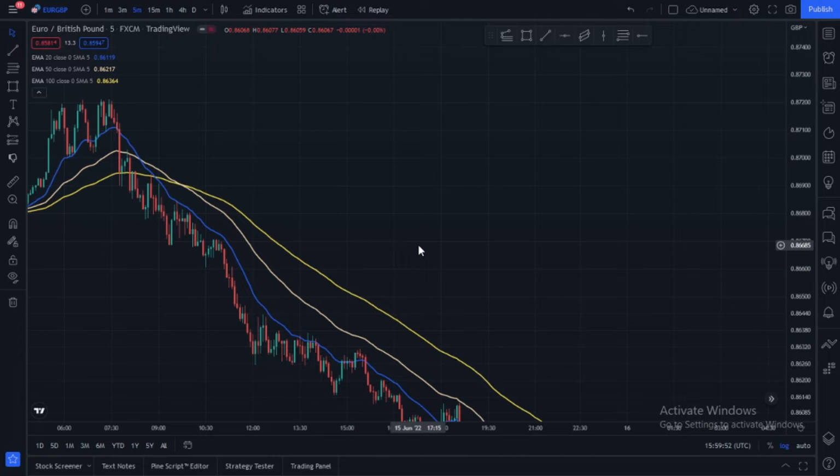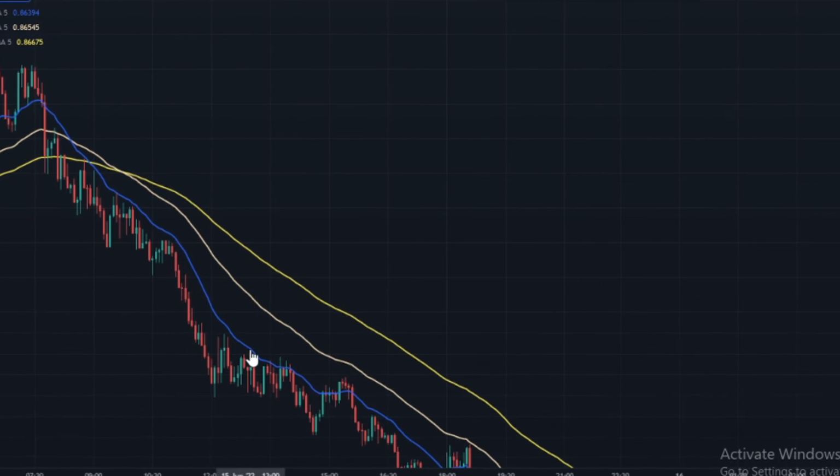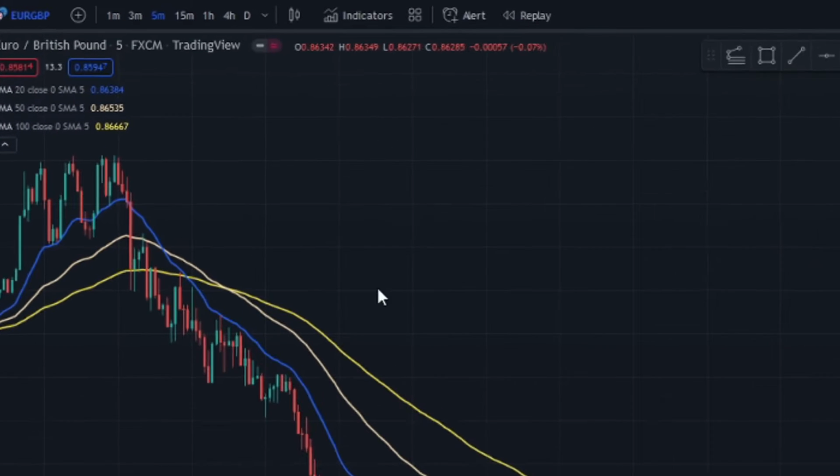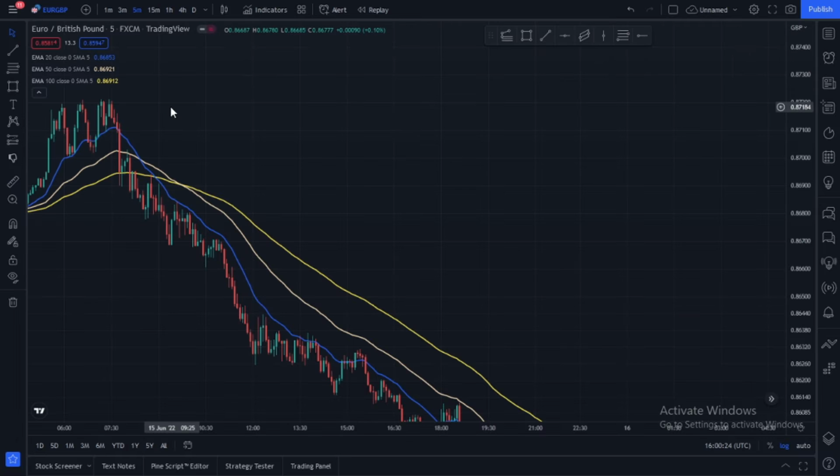In this strategy, we need 3 EMAs, 20, 50, 100, that we add to the chart from the indicators section. Our strategy time frame is 5 minutes. In the chart, we follow clear ascending or descending trends.